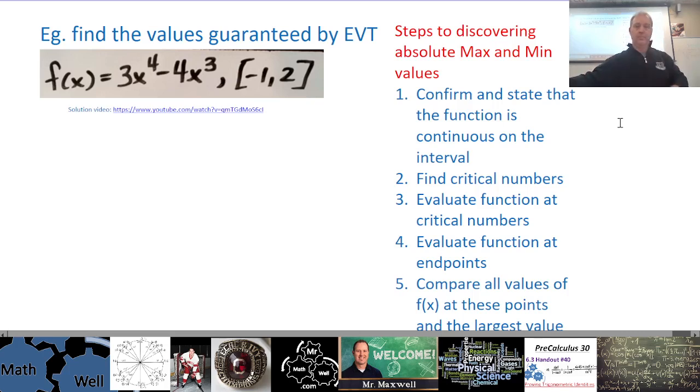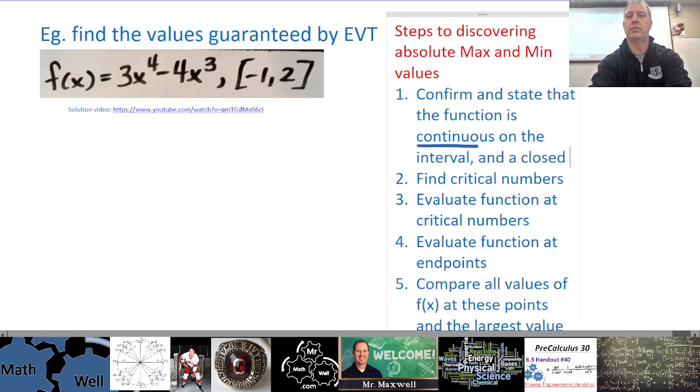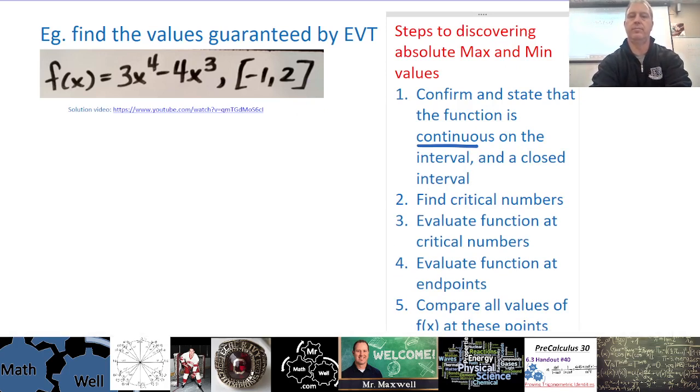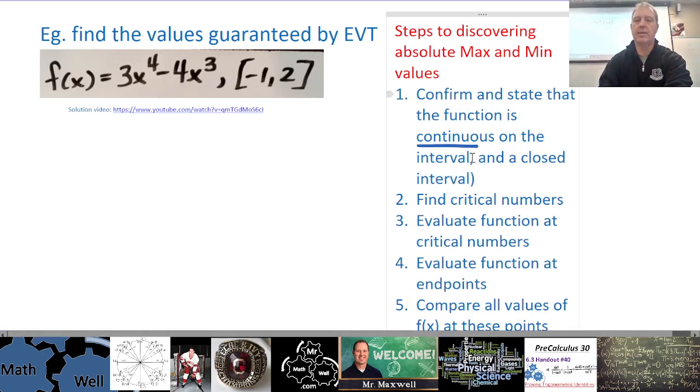All right. So first thing we want to do is confirm and state that the function is continuous on the interval, okay, and that it's a closed interval. So I should probably put that too. And a closed interval. Okay, let me put that in brackets. So if it's an open interval, that doesn't work. So confirm and state that the function is continuous on the interval and it's a closed interval.